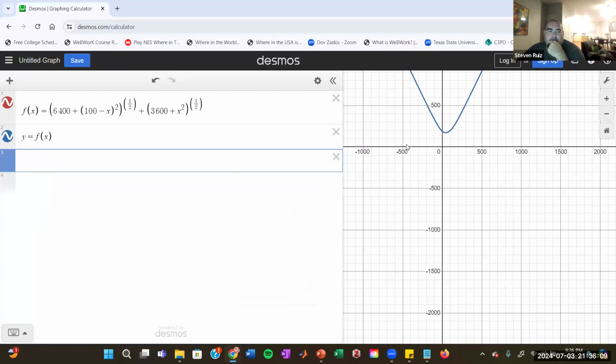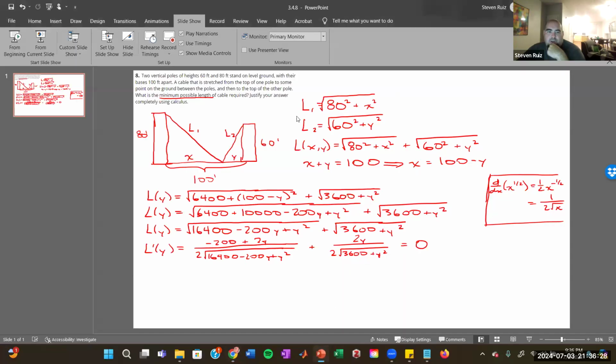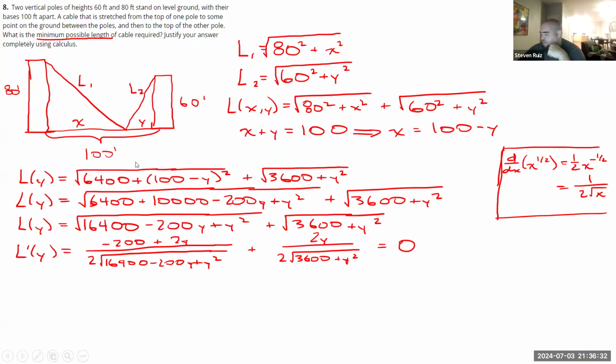Okay, so let's go ahead and drag this over now that I have it. All right, so here's my function. I believe I have a minimum here, so that minimum comes at y equals 42.857. So let's go back to our drawing here.